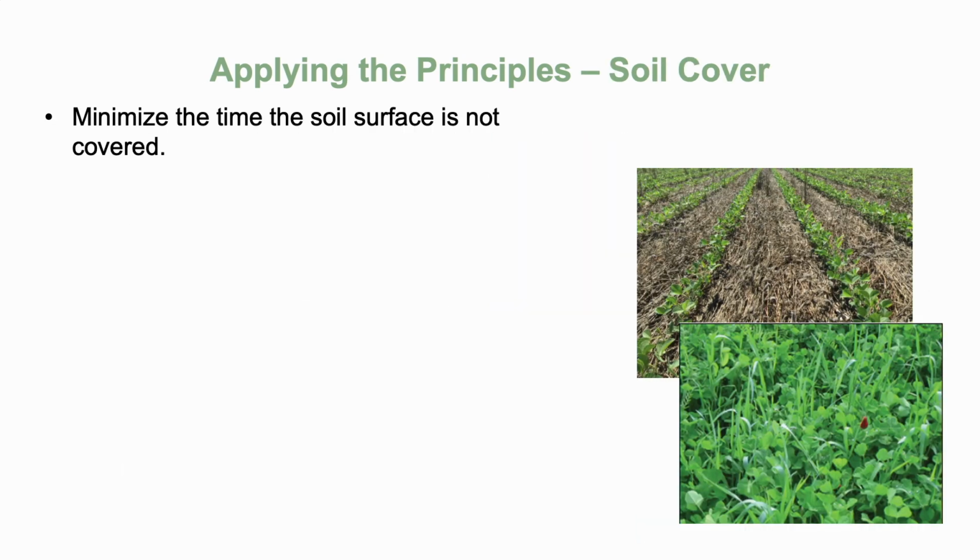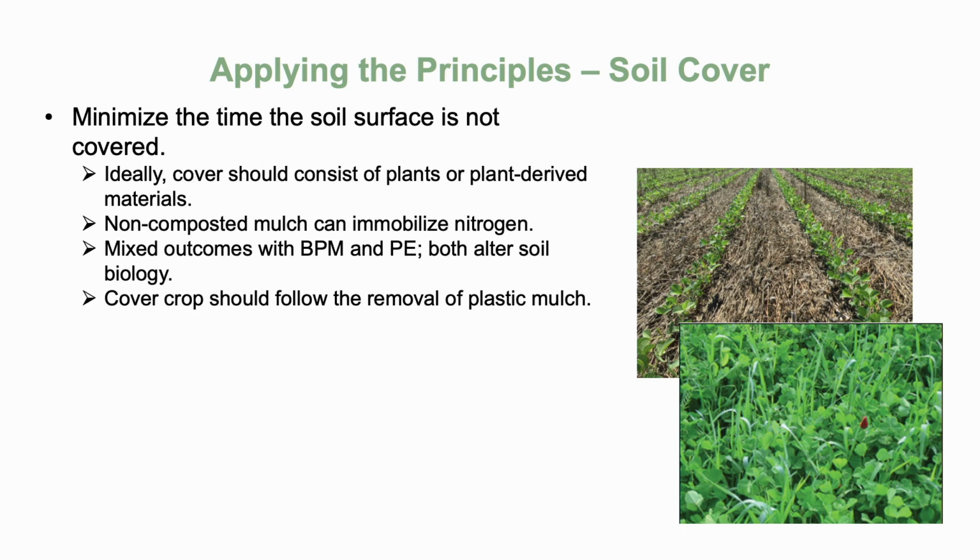Soil cover. Minimize the time the soil surface is not covered. And that would be either with a living or dead plant material is ideal. So we want to keep the soil covered. It's soil armor. Cover should consist of plants or plant-derived material. Non-composted mulch can immobilize nitrogen. So what I mean by that is if you're using an organic material mulch that's not thoroughly composted, the carbon to nitrogen ratio in that material will be so high, or can be so high, that you will immobilize, make nitrogen unavailable to your crop.